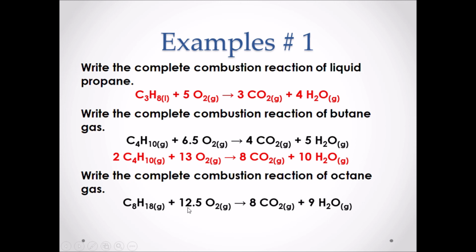I then have to put a 12.5 coefficient in front of O2 on the reactant side to get 25 oxygen atoms. Again, I cannot have a coefficient of 12.5. I need whole numbers, so I must multiply every coefficient in this chemical equation by 2 to get the resulting answer. Our chemical equation is now balanced.